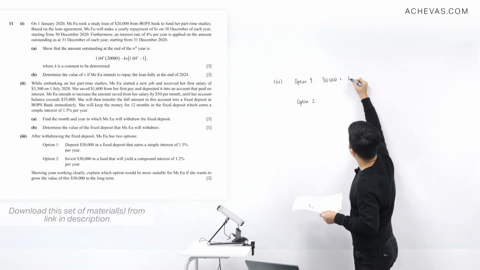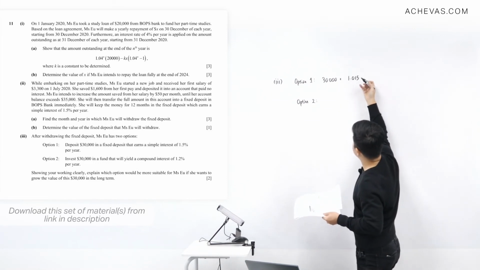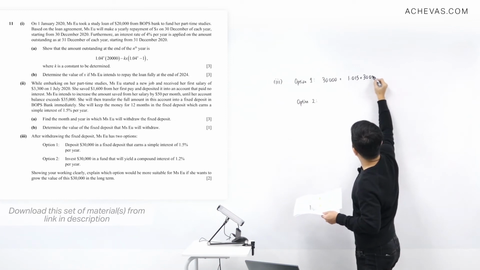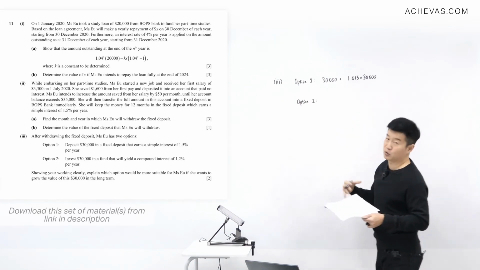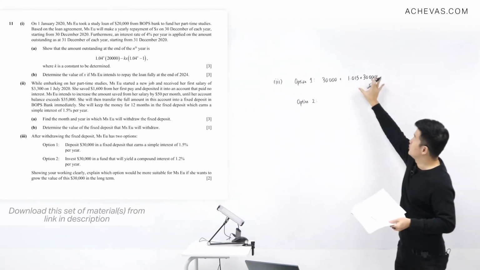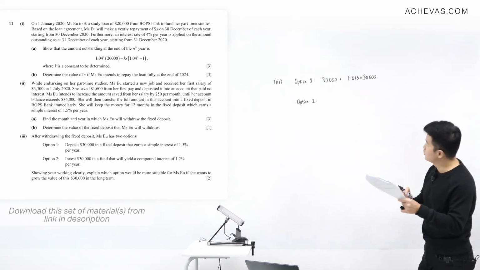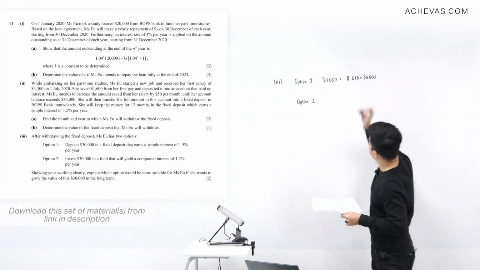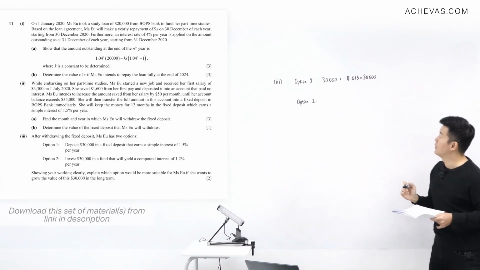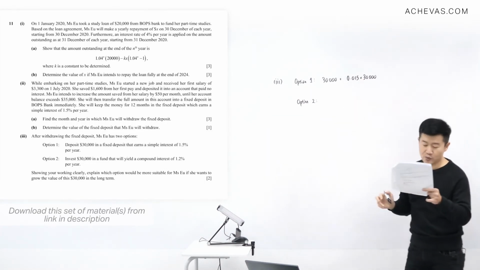1 year is going to be, well, this is a 1.5% interest. So 1.015, this is going to be multiplied to 30,000. Okay, so if she were to put in the money for 1 year, this is going to be the interest that she will be getting. Sorry, interest. So I'll put 0.015. So this is the interest that she will be getting.